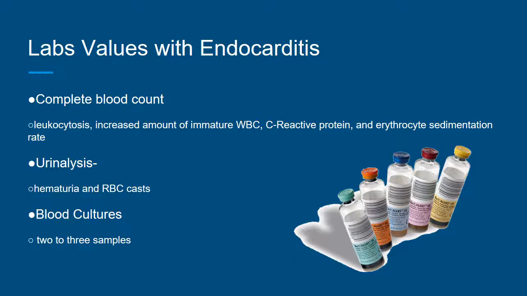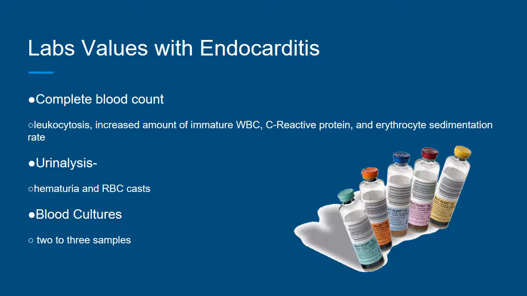Lab values with endocarditis. In endocarditis, the complete blood count should be viewed. Leukocytosis is usually present. Leukocytosis is an increase in white blood cells. This is in response to inflammation in the body. Also, in response to inflammation in the body, there will be an increased amount of immature white blood cells. This is because the body needs to fight off the infection, so it releases immature white blood cells into the bloodstream to help fight off the infection.